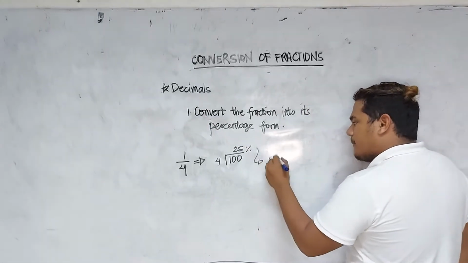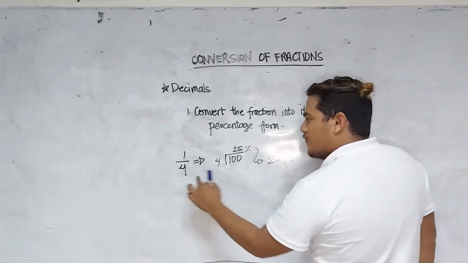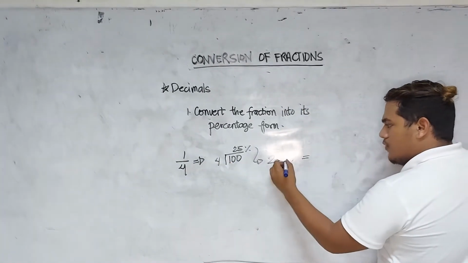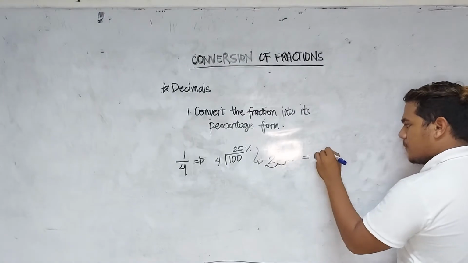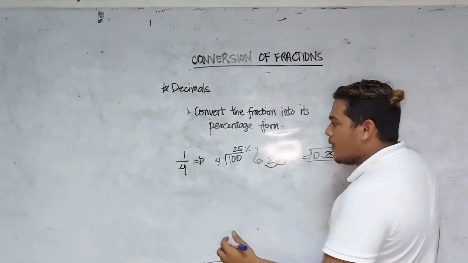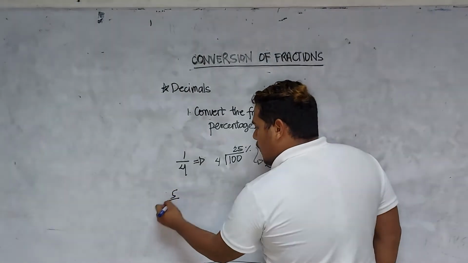So kung nakakay 25%, ang iyaang fraction form is 1/4. What do you think is its decimal form? That is, move two decimal places, 0.25. Another example, 5 over 6.